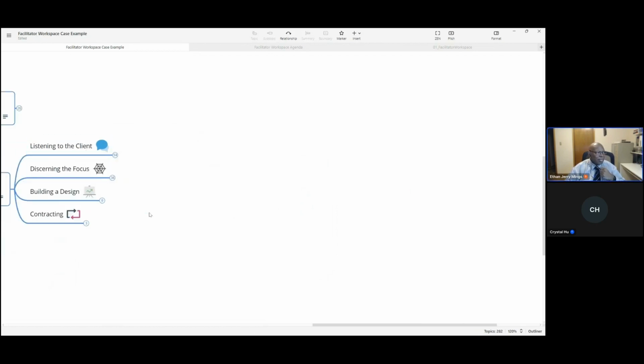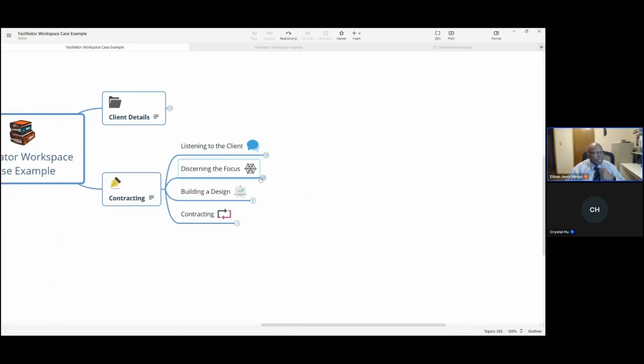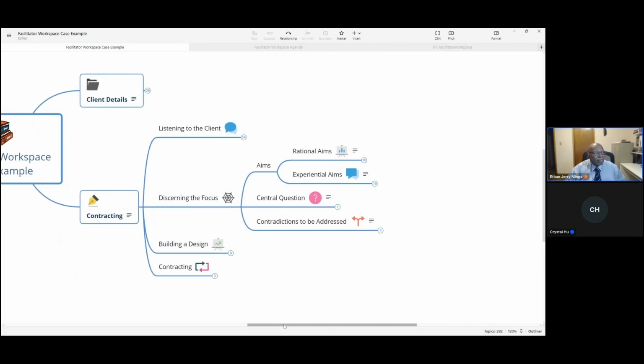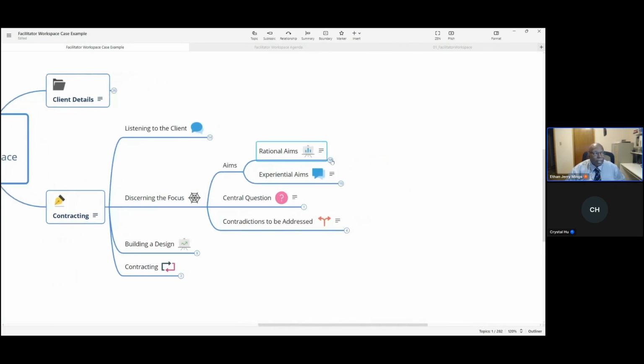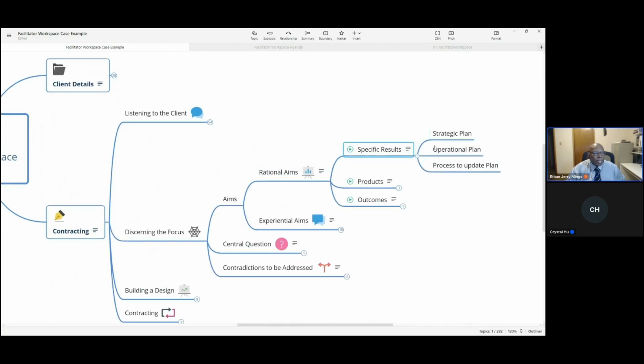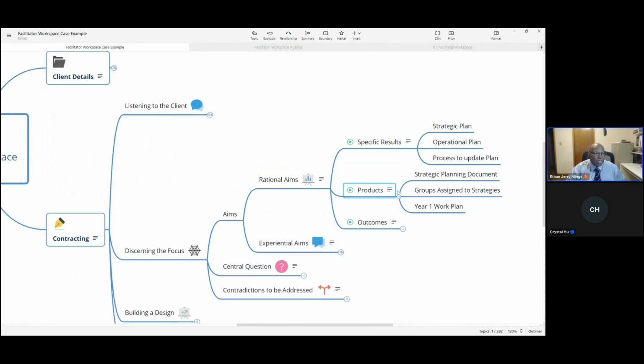So one of the things that happens after that stage is really taking a look at what are we going to do together? And this is really getting the basic game plan together in terms of what do we need to accomplish? We call this rational aims from that book. The specific results, they need those three things: a strategic plan, an operational plan, and a process to update the plan. And that's what the group's going to work on.